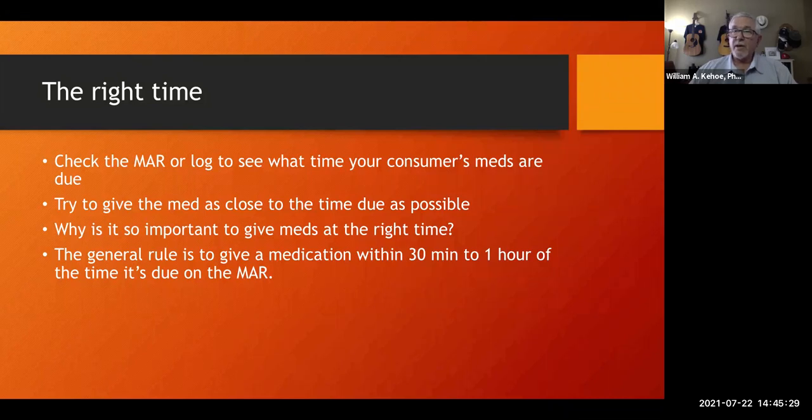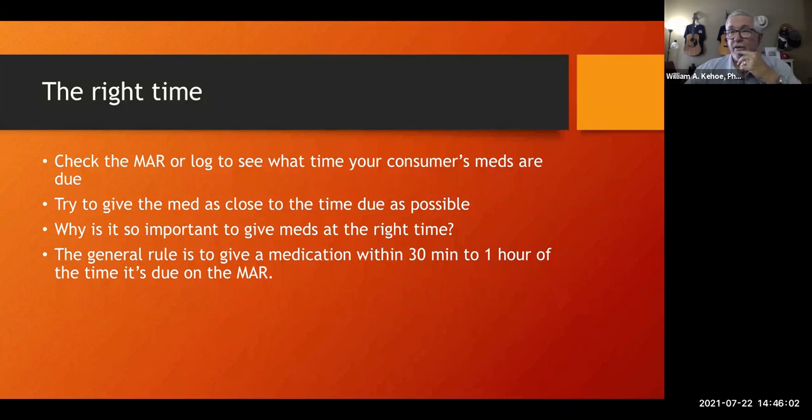What happens if I'm an hour late? Most of the time, it's not a big deal. There are very few drugs that it's really critical that it be given exactly at that time. So we usually try to say within 30 minutes to an hour of the time that it's due on the MAR. So it could be 30 minutes to an hour before if you had to, or 30 minutes to an hour after. It depends on your policies at your facility. We have policies at the hospital that we follow.